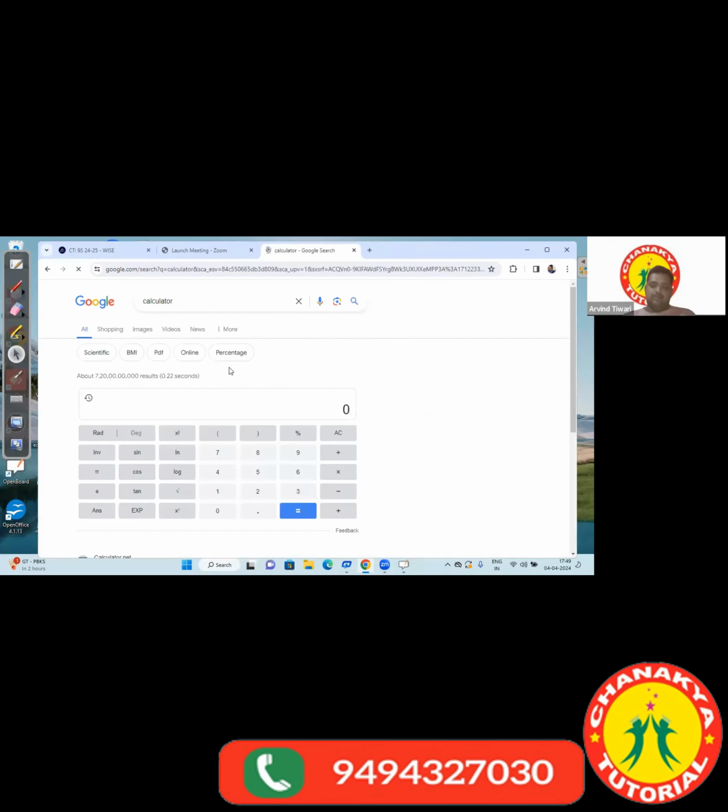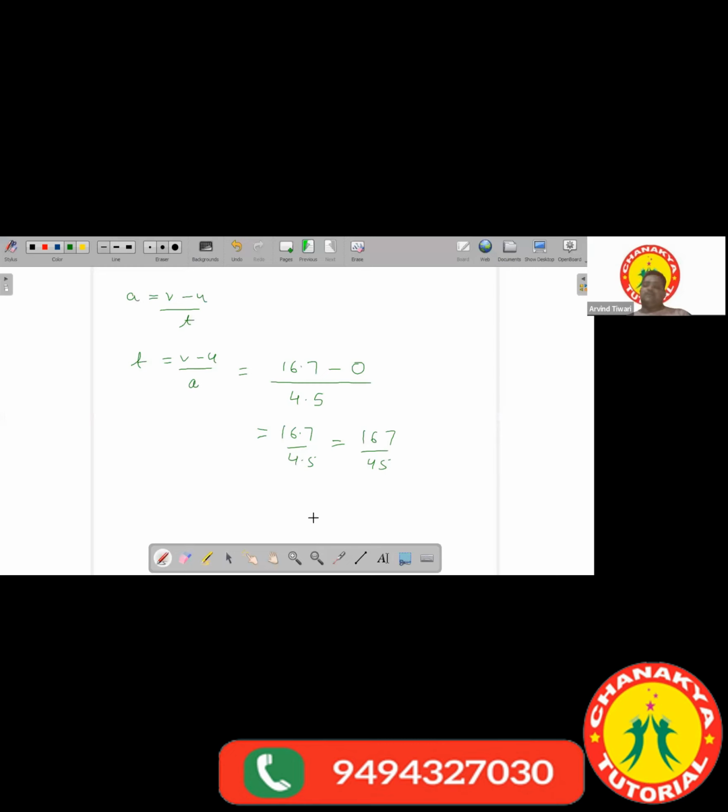Yes? The final velocity will be 0, no, sir? Yeah, final velocity is 0. So that's what you have, 167 divided by 45, and you get your answer as 3.71. So that is the answer, 3.7 seconds.